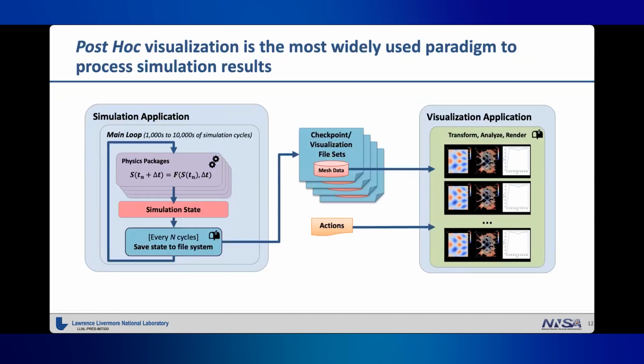So post hoc is the most widely used way that people do things. And effectively what it is, you save out tons and tons of files that have the full time history that you care about. And then after the fact, you go in and you prescribe some actions to make pictures, right? And there's a lot of flexibility with post hoc, right? So that's one of the reasons why it's the predominant paradigm. But with in situ, we want to open up some new use cases, and there's a balance of when in situ makes sense as well.